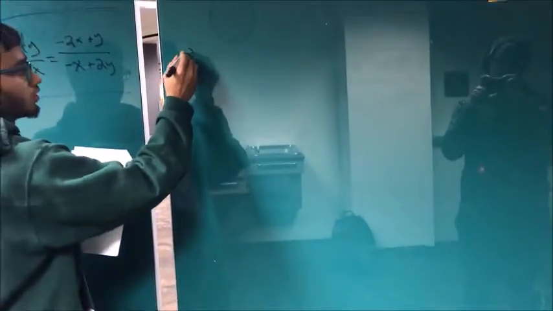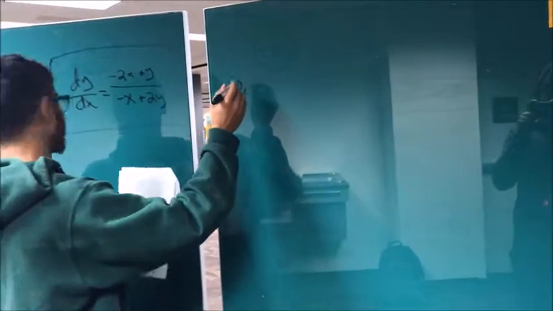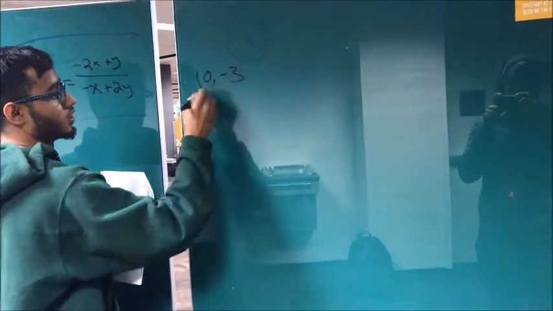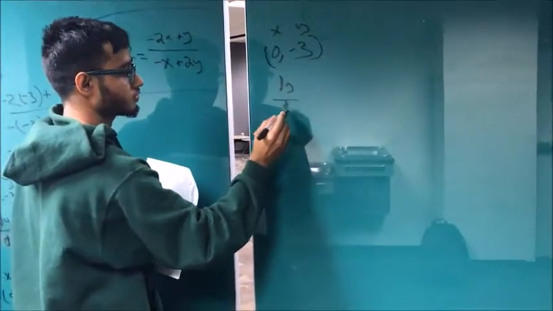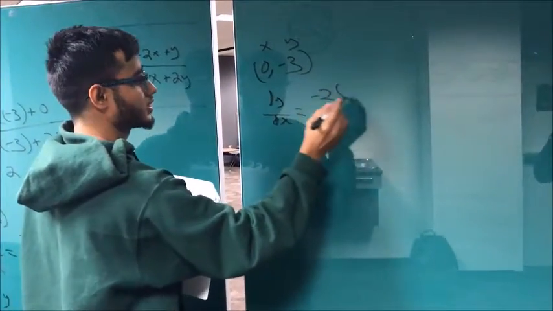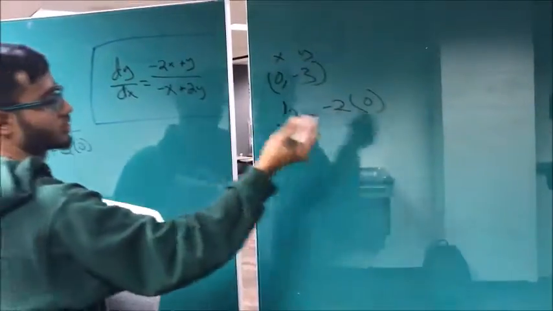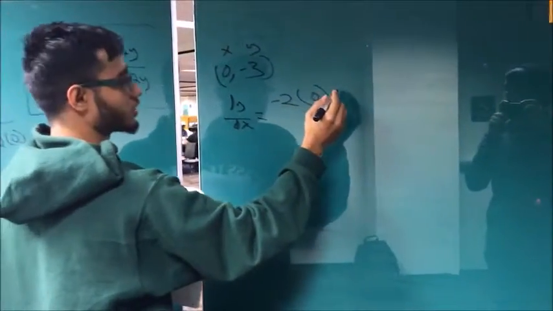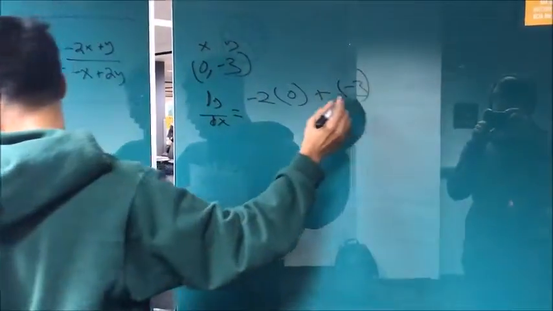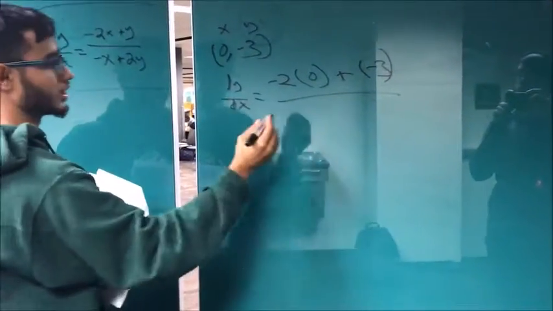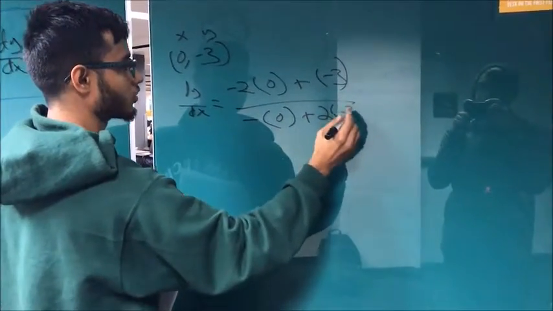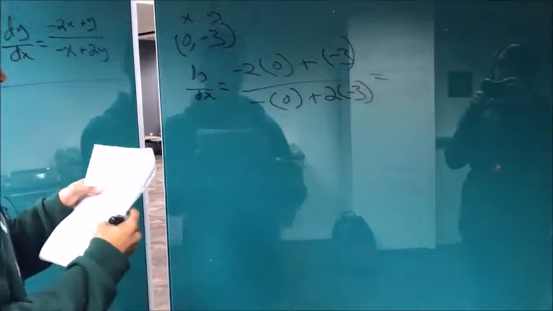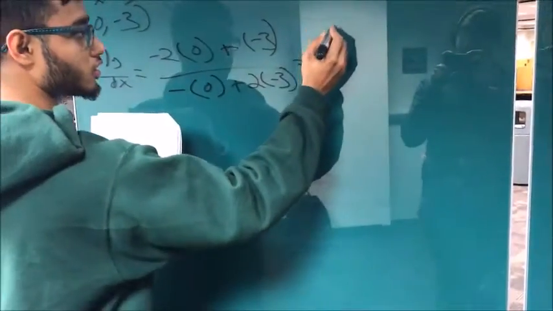So we have (0, -3). As you can see, this is x and this is y. So dy/dx, we have negative 2, x is 0. So we're just doing the same thing over here again. So this is going to be plus, y is negative 3, all over negative 0 plus 2 times y, and y in this case is negative 3. So we will get the answer we already computed. If you want to do the calculation, you could do it, and it's 1/2, same thing as the other one. So we have 1/2.